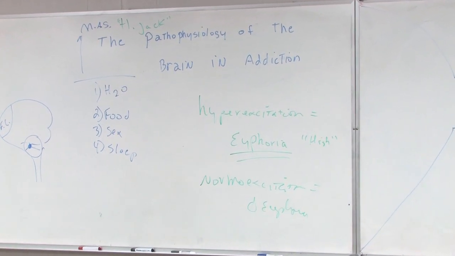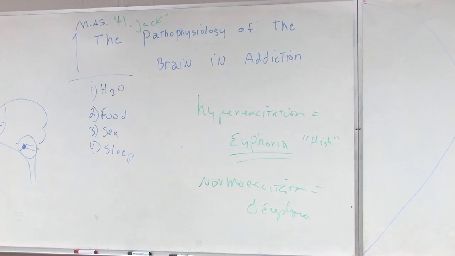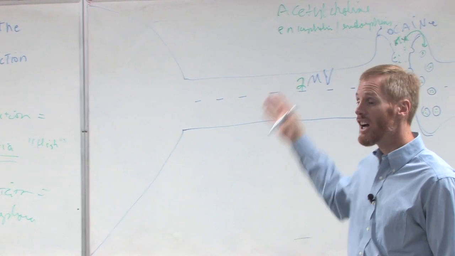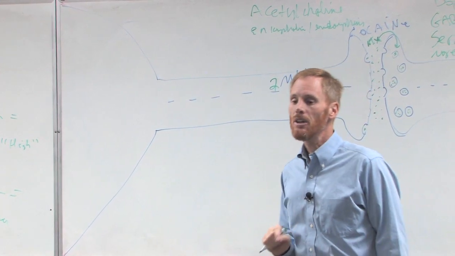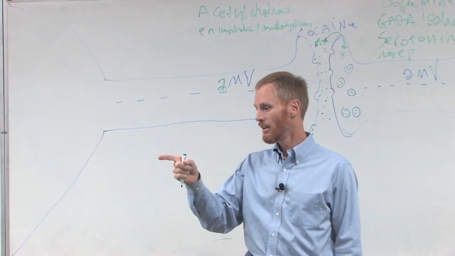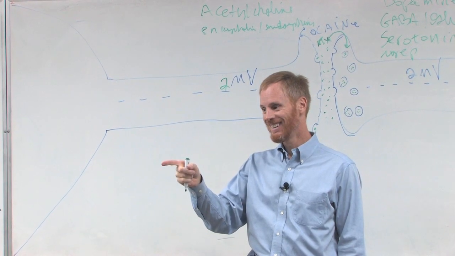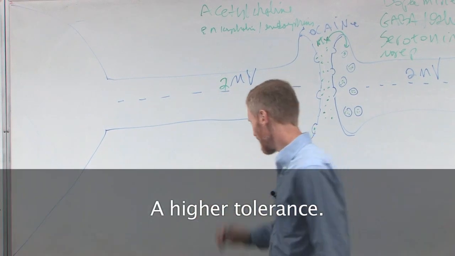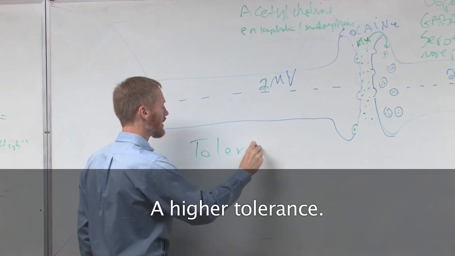That's pathophysiology. Your brain has to change its structure, its physical makeup, to get its physiological functioning back to normal. This phenomenon is called what? You already said it. You get addicted and you develop a higher tolerance. Very good. Okay. This is the phenomenon of tolerance.